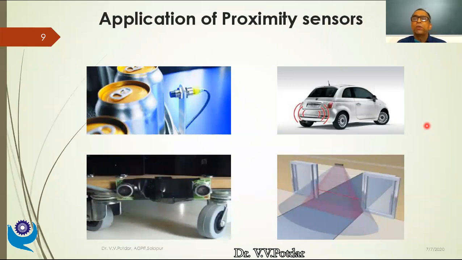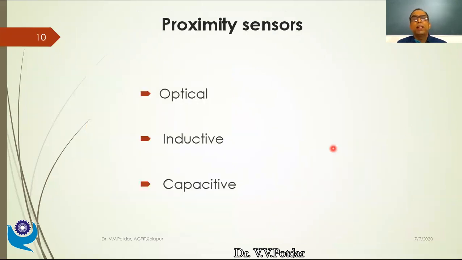In industries also, many proximity sensors are used frequently. Now, there are three types of proximity sensors that we will be studying in our curriculum. First is the optical proximity sensor. The second is the inductive type proximity sensor. The third one is the capacitive type of proximity sensor.